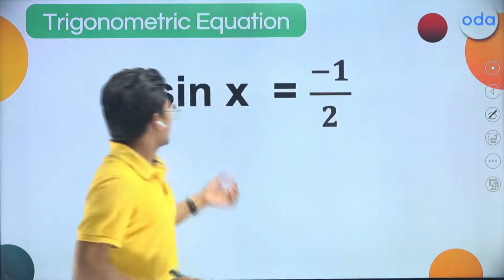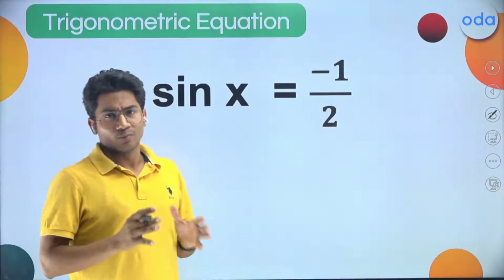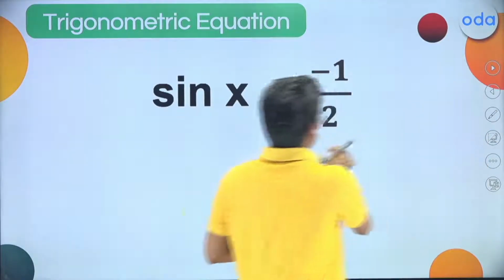So now let's suppose I have sine x equals minus 1 by 2. Let's break it into 4 steps. Very simple 4 steps. Let me tell you how you can do that using the 4 simple steps.